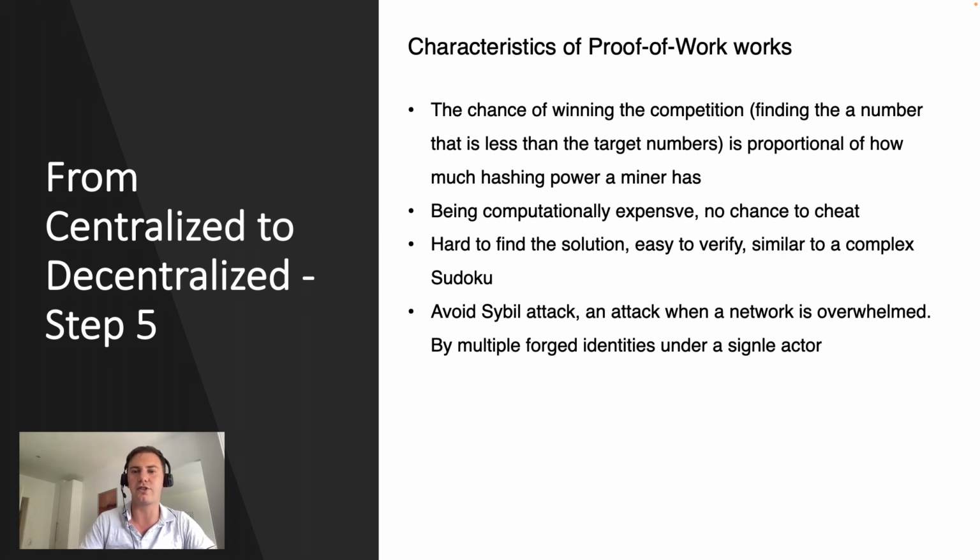And considering that the process is computationally expensive, there is no chance to cheat. A person can create many accounts, but without the necessary computational energy, he will not have high chances to win the competition. The system works so that finding the solution is very hard, but verifying it is very easy. A person just needs to compare the hash number with the target hash. It is similar to a complex Sudoku, where finding the solution is very hard, but verifying that the Sudoku is correct is quite easy. Proof of work, in fact, avoids the Sybil attack, an attack where a network is overwhelmed.